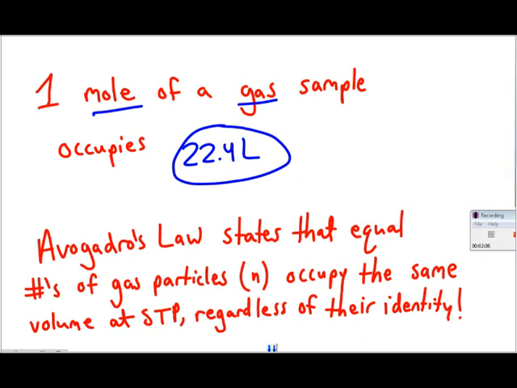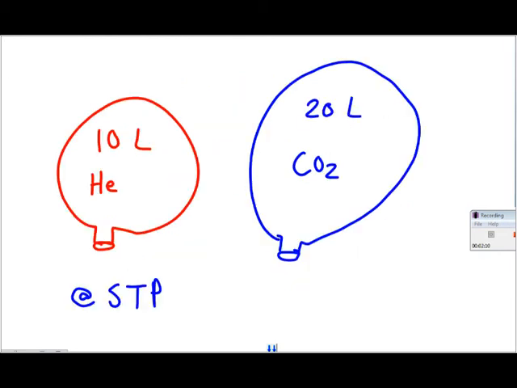occupy this much space. And so with that being said, if we had 2 balloons, our balloons are both at STP, standard temperature and pressure, 273 Kelvin, freezing point, melting point of water, and 1 atmosphere of pressure at sea level, then which balloon contains more molecules? 10 liters of helium or a 20-liter CO2 balloon? Hopefully you said the bigger balloon.